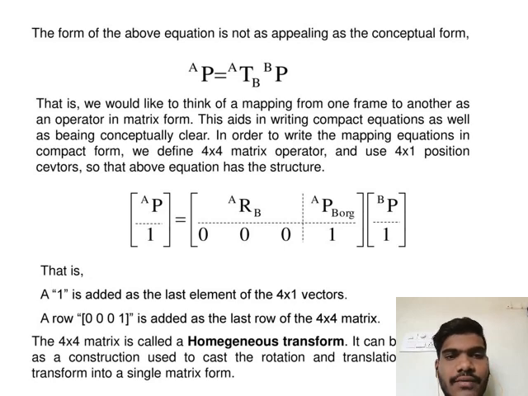The form of the above equation is not appealing as a conceptual form. That is, we would like to think of a mapping from one frame to another as an operator in matrix form. This aids in writing compact equations as well as being conceptually clear. In order to write the mapping equations in compact form, we define a 4 cross 4 matrix operator and use 4 cross 1 position vectors, so the above equation has this structure.